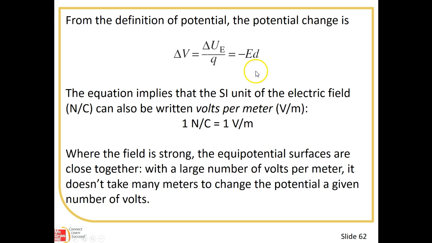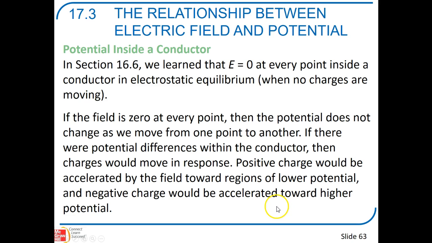From the definition of potential, our change of potential is the change of potential energy per unit charge. So that's just ED. V is equal to E times D. This equation tells us that the SI unit for electric field is a Newton per Coulomb or a volt per meter. Where the field is strong, we'll see those equipotential surfaces are really close. They'll have a large number of volts per meter, and it doesn't take many meters to change the potential by a given number of volts.